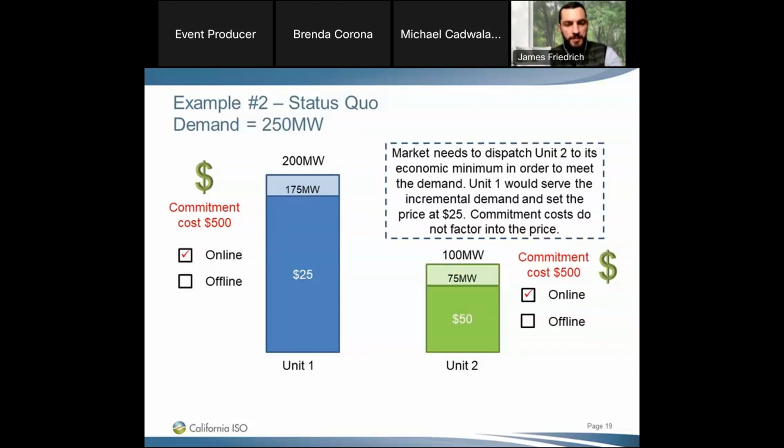We'd have the exact same dispatch as the previous example. This is an example that was illustrated in workshop 1, so I won't belabor it too much, but the dollar signs next to the commitment costs just represent that the market is turning these resources from off to online. Of course, this is a simplified version of the concept of commitment cost, so bear with me. By turning these resources on, the market has borne a commitment cost of $500 for each resource. But the point is that those commitment costs are irrelevant in setting the LMP in the market. We went over that in workshop 1. So despite the fact that you have commitment costs to turn these resources on, the market price remains at $25, set by Unit 1. Next slide, please.